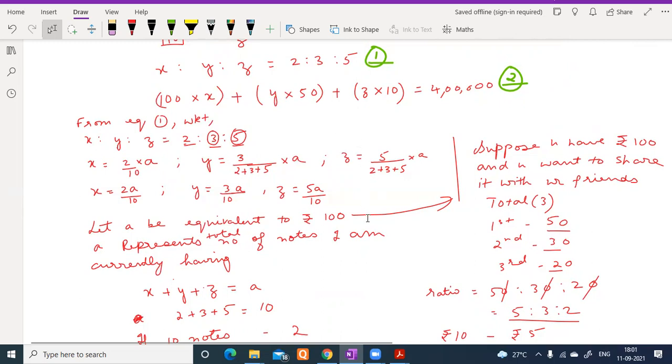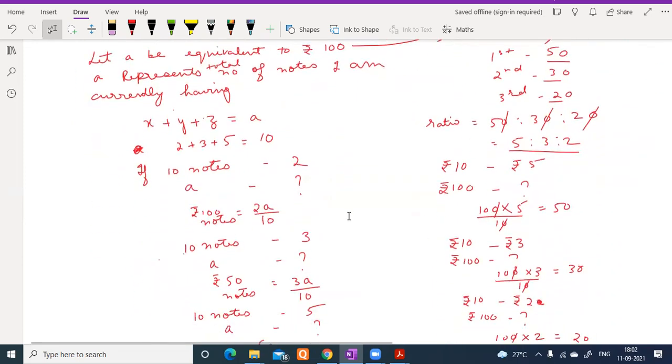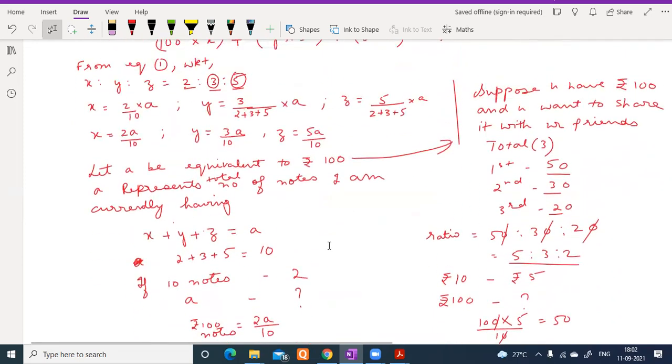Okay, if you had 3 equations, you could have not done all this. You could have directly substituted one in terms of the other. But we are having only one equation and 3 variables, so it is required to convert all these 3 variables into a single variable, and that variable is A. How we got A, I have already explained. A represents the total number of notes I am currently having in my pocket.